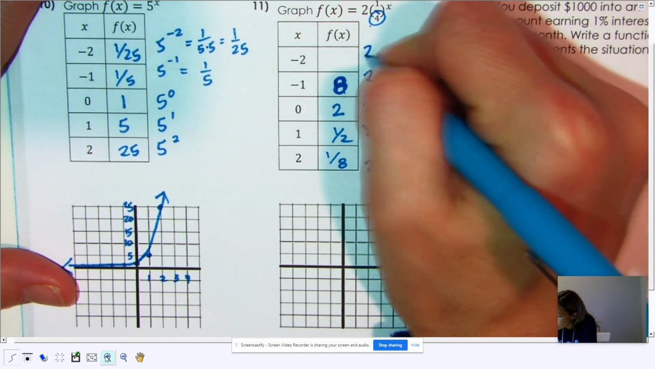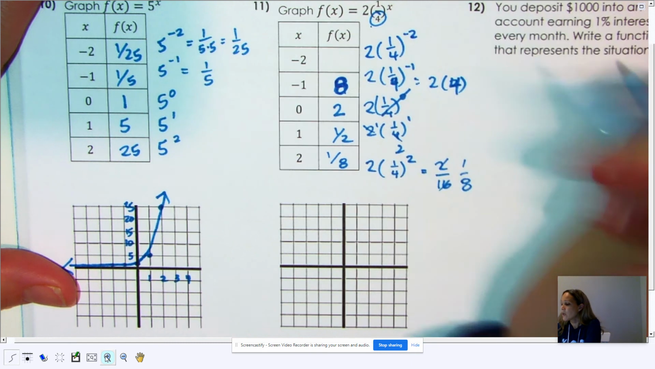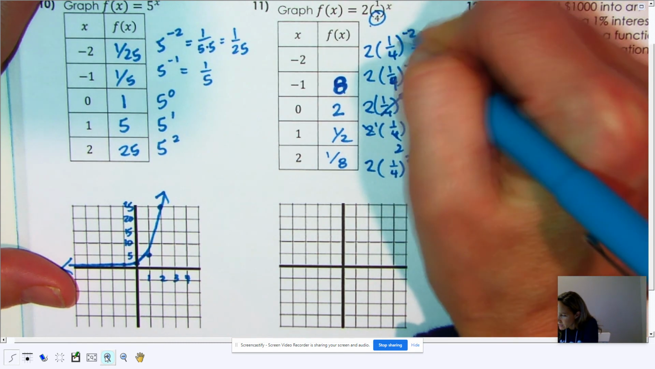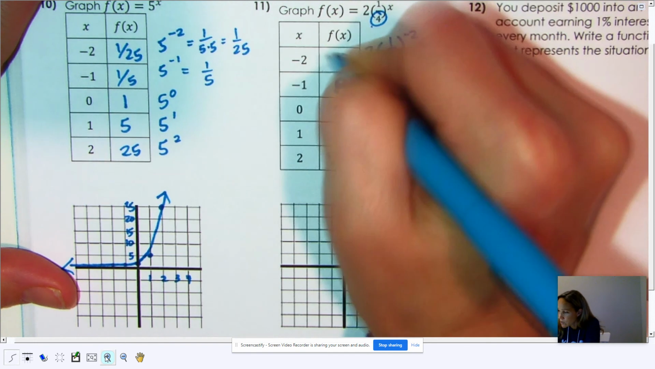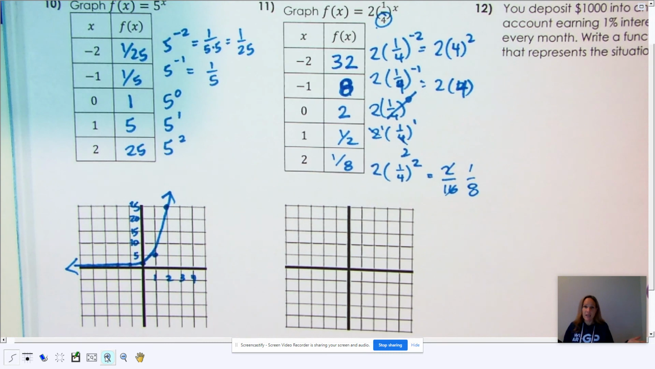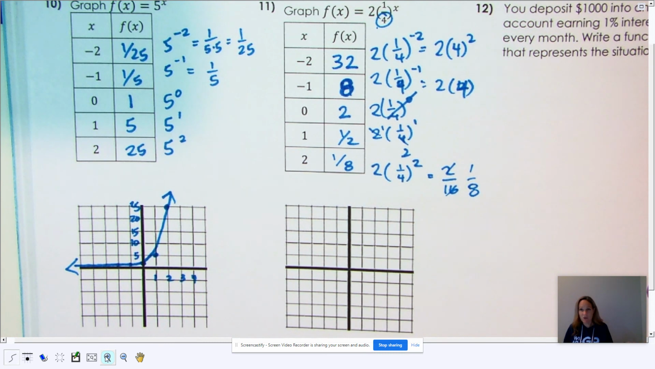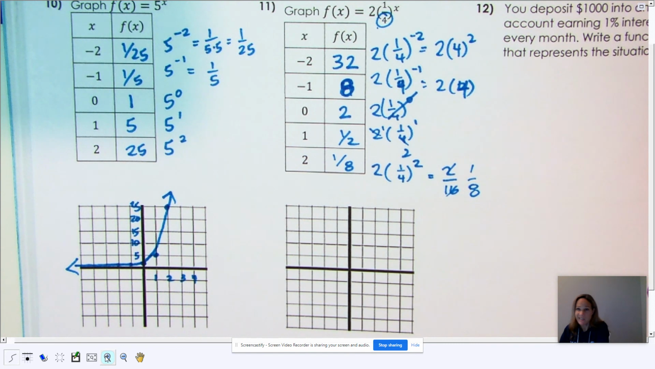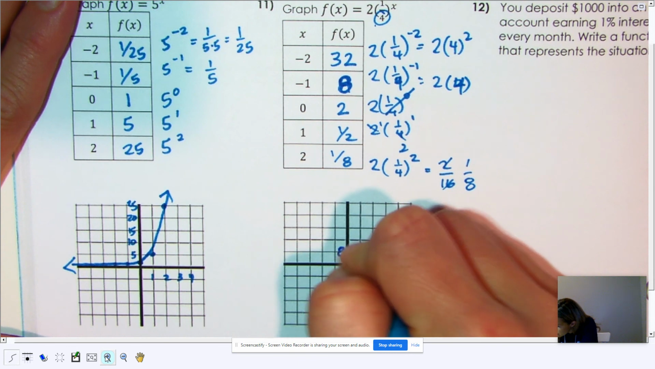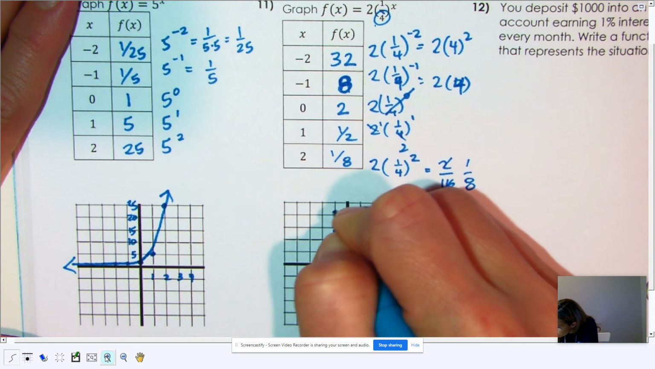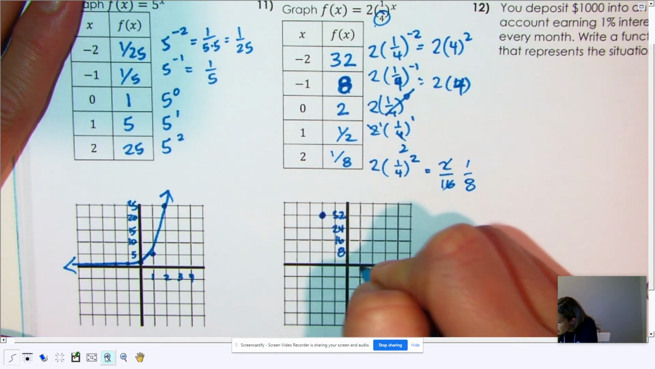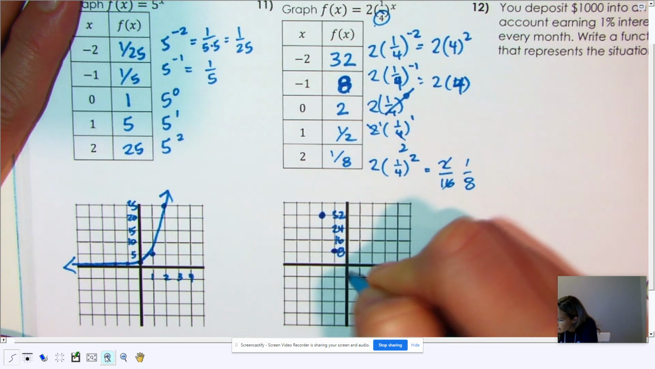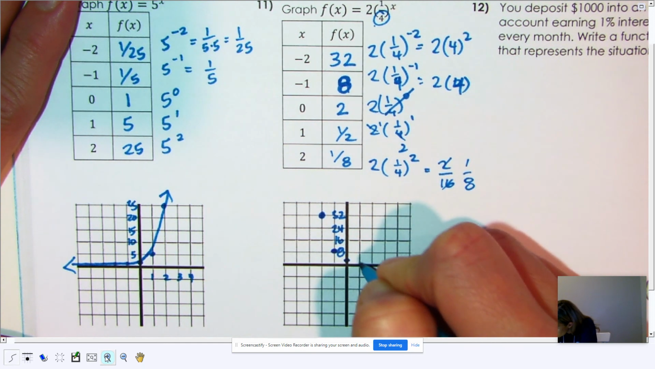And then I have 2 times 1/4 to the negative 2, which just means we're going to flip this over and get rid of that negative there. So 2 times 4 squared would be 16 times 2 is 32. So again, I'm not going to have room for all of these numbers on my graph. So I'm going to have to go by 8-ish, I think 8. So let's go 8, 16, 24, 32. And I'm going to graph this now. So -2, 32, -1, 8, 0, 2, and then I've got a 1/2 and a 1/8.